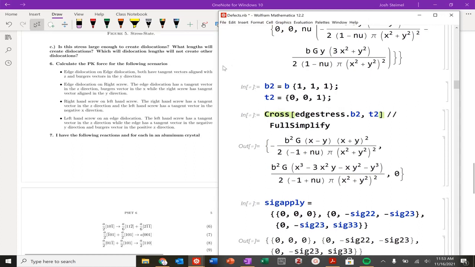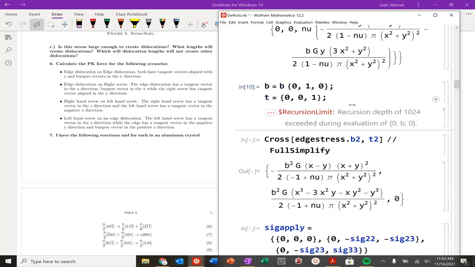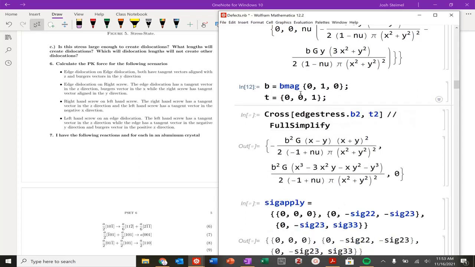So edge dislocation on edge dislocation. Both have tangent vectors aligned with the z. I'm just going to call this in general T, in general B, and then we'll give it a magnitude. So edge on edge, both have tangent vectors aligned with the z and Burgers vectors in the y direction. So I have basically 0, 0, 1, 0. Oh, that's not good. B mag. Let's see if that'll be better. So let's go B, cross it with T.